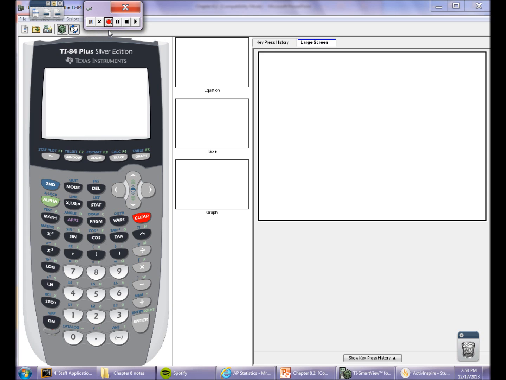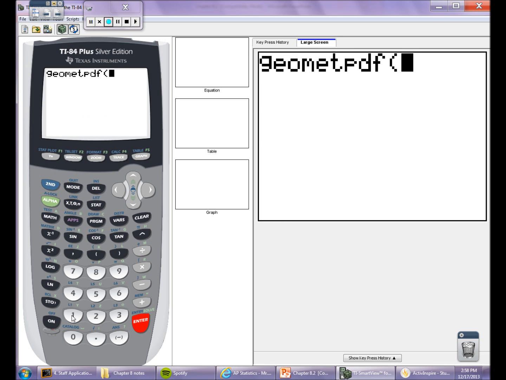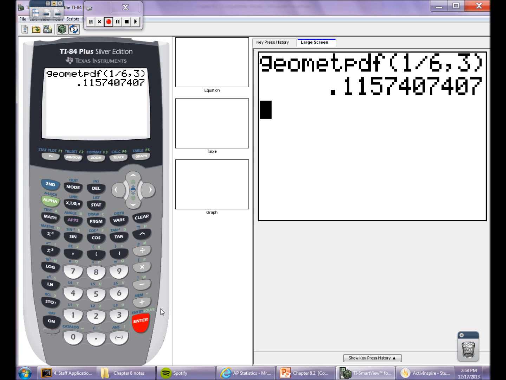So let me take a second to show you how that works on the calculator. If the question were, what's the probability that you roll your first 6 on the third roll? I hit second, I hit distribution, I scroll down to geometric PDF, hit enter. The probability of success is 1/6, and the probability of rolling your first 6 occurs on the third roll. Close the parentheses, hit enter, and you can see the same probability, 11.5% chance of not getting your first 6 until the third roll, same as the chart.